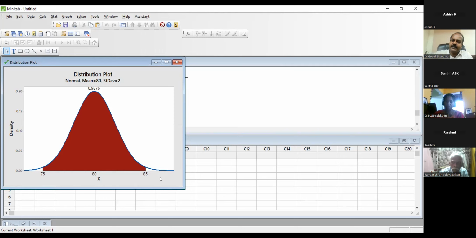How do I say the teacher maintains a high standard? Because the teacher is able to maintain an average of how much? 80. The teacher is able to maintain a very low standard deviation of just 2 marks. So that's the reason why the chances are very high. Hope all of you understand this particular thing. Am I right? Yes, sir.